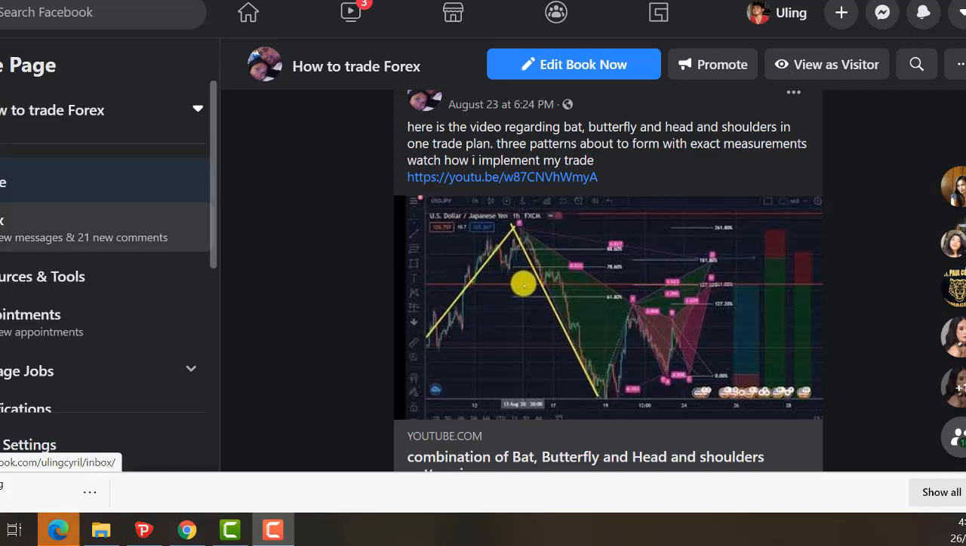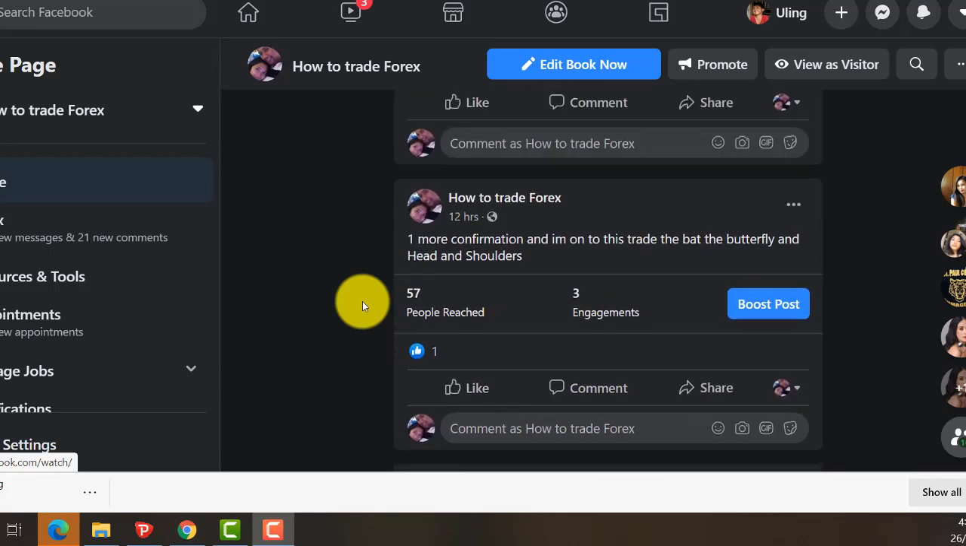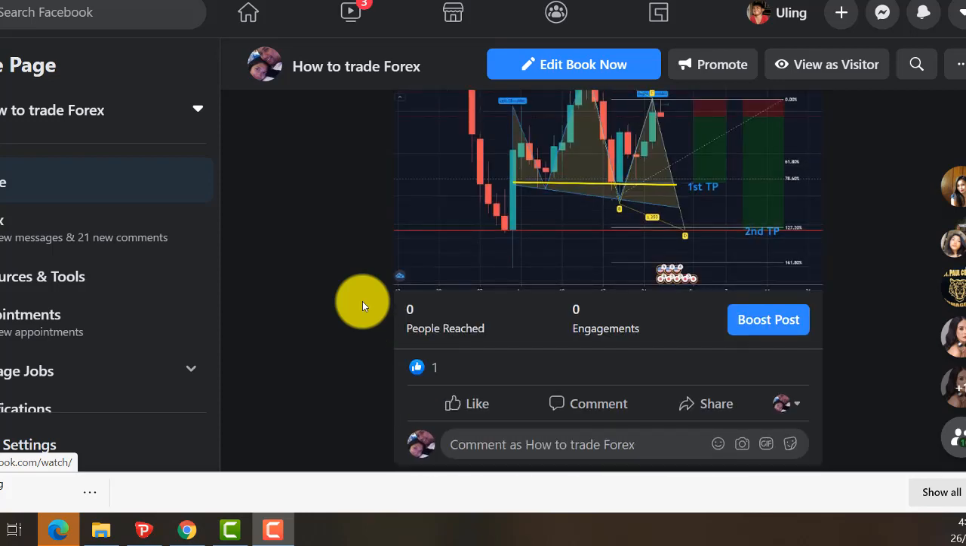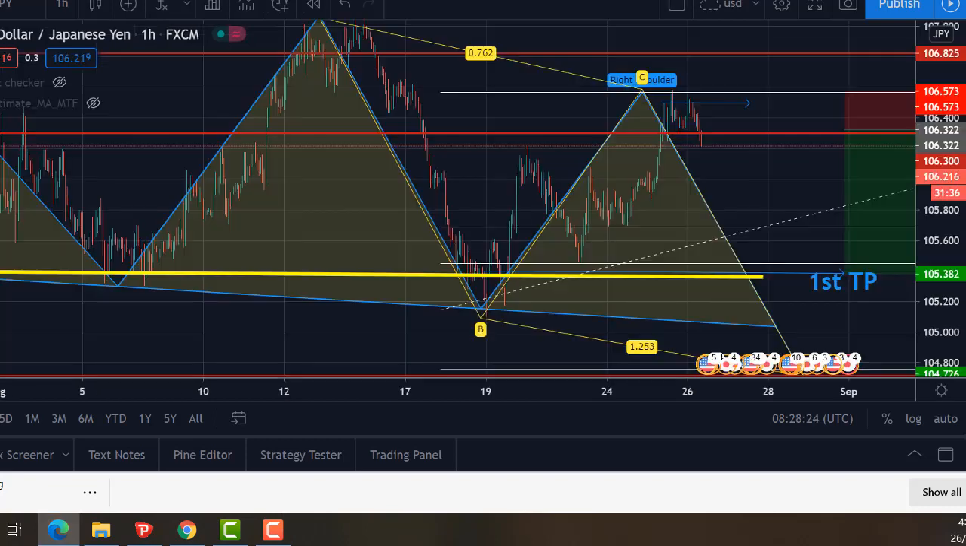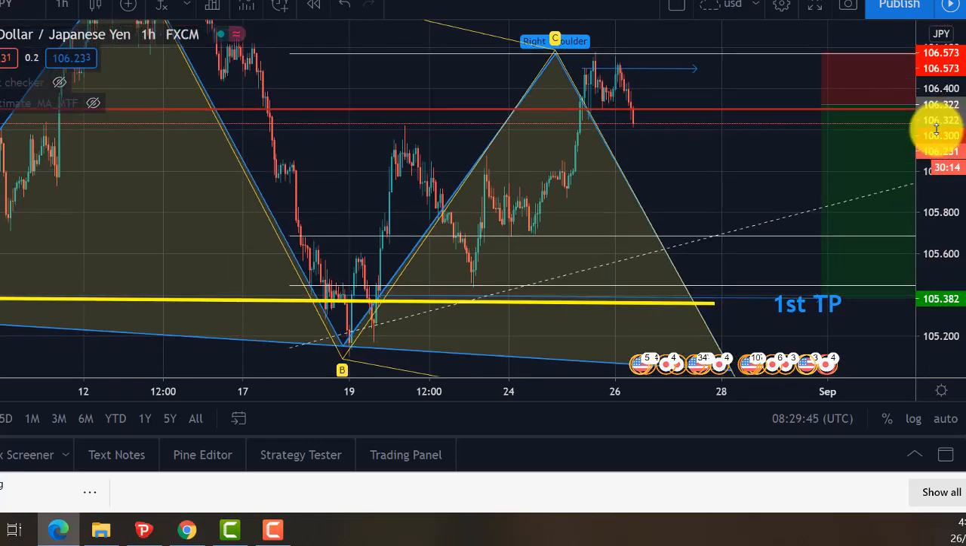Test mic. This is an update on the video that we created on the trade plan, the three patterns in one currency, which are the bat, the butterfly, and the head and shoulders. So at exactly around 3 o'clock, 3:30, lahat po ng confirmation natin pumasa na po. So ang nangyari, we took the trade, no? Nag-trade na po tayo. Nagbigay na po tayo ng entry point.